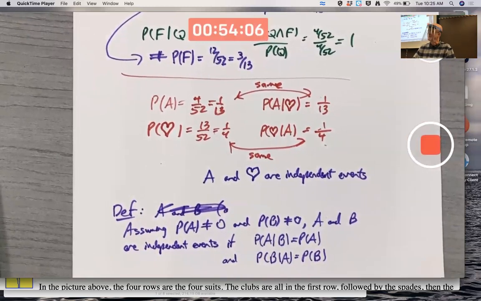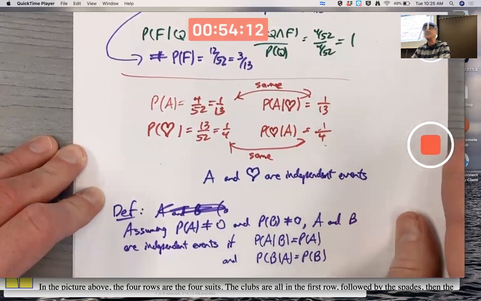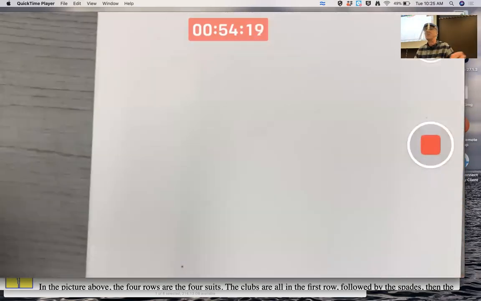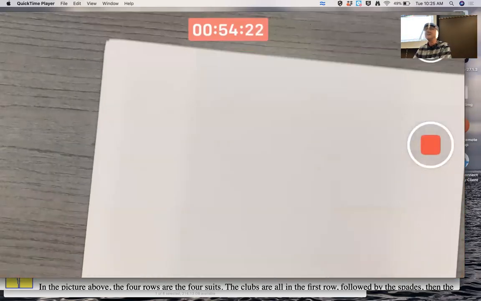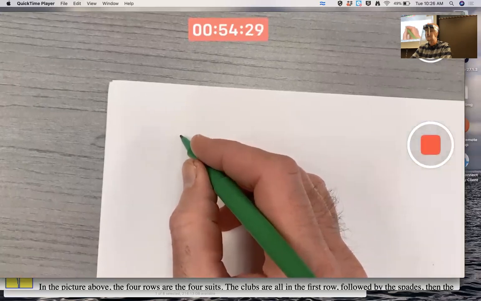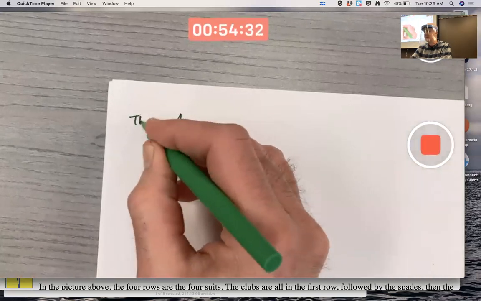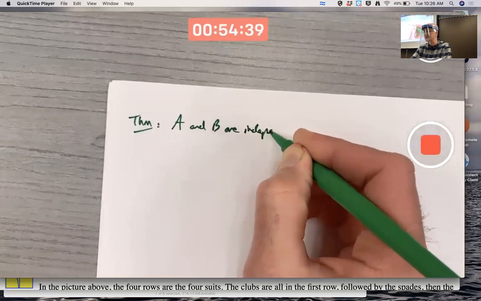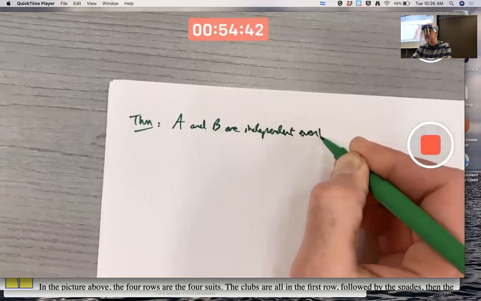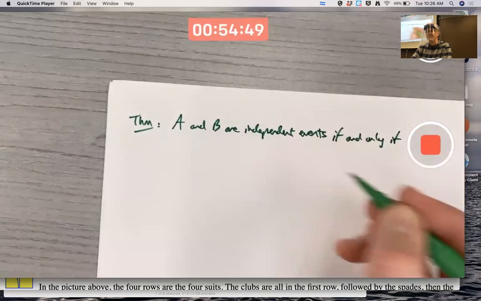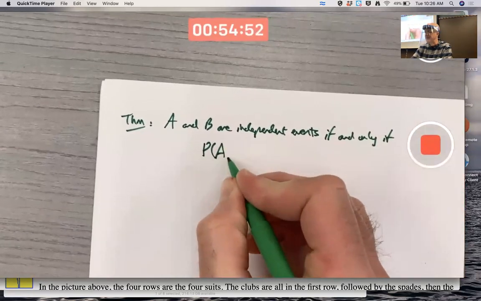The next property is a theorem, though the book unfortunately labels it as a definition. And that's the most important fact from all of chapter 2. It's a fact that starts this way. Well, I'll go ahead and start it. This is a theorem here. A and B are independent events if and only if a certain equation is true related to the probability of their intersection.